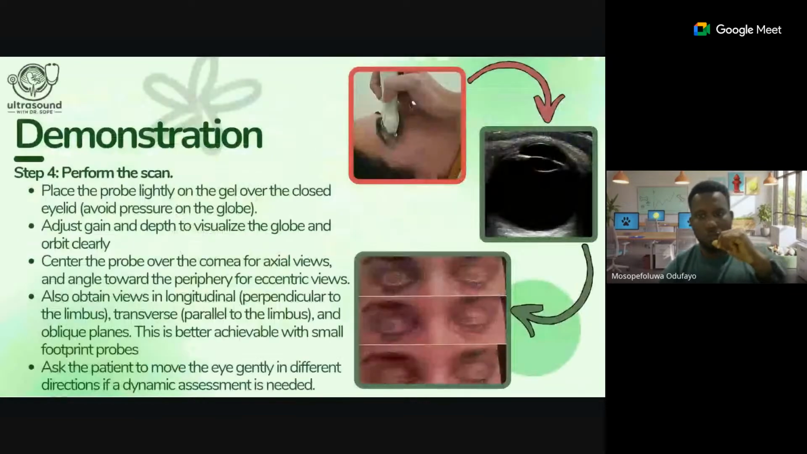So the next thing you're going to do is to perform the scan. See the way he puts the probe on this particular patient's eye with the pointer facing where the ear is, which is what is supposed to happen. You're supposed to place the probe lightly over the gel, over a closed eyelid. Avoid pressure on the probe. And if you do that, you will see this. We'll see it more clearly in the video.